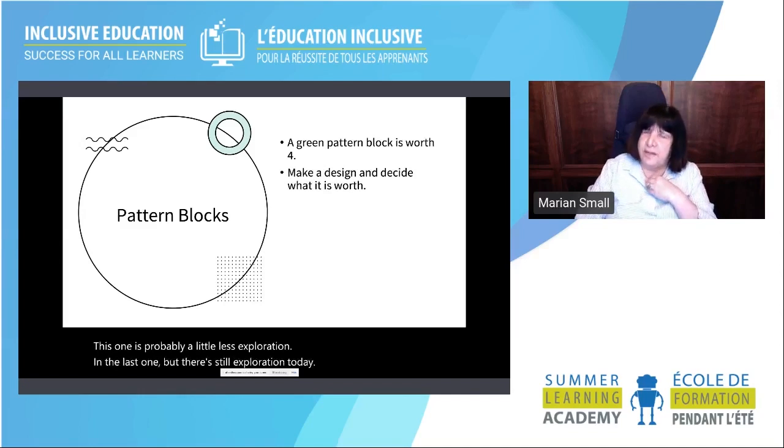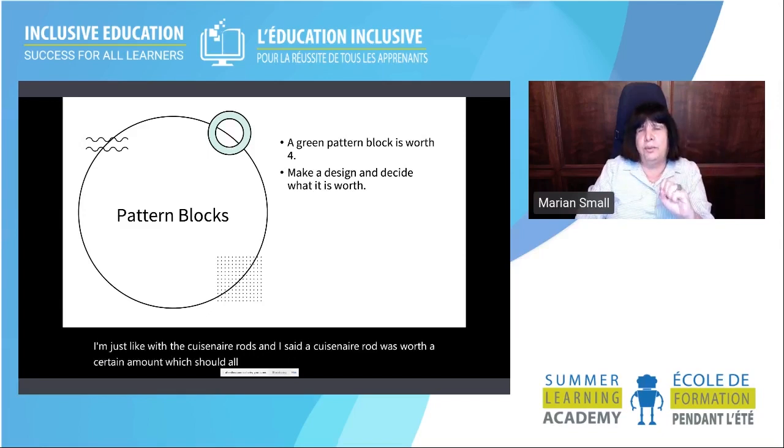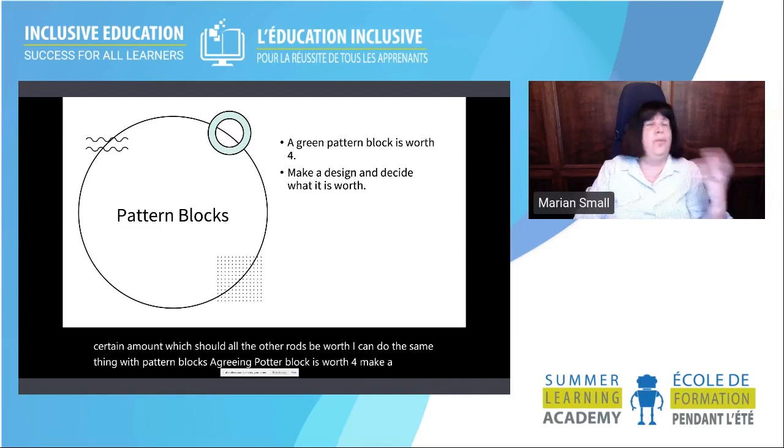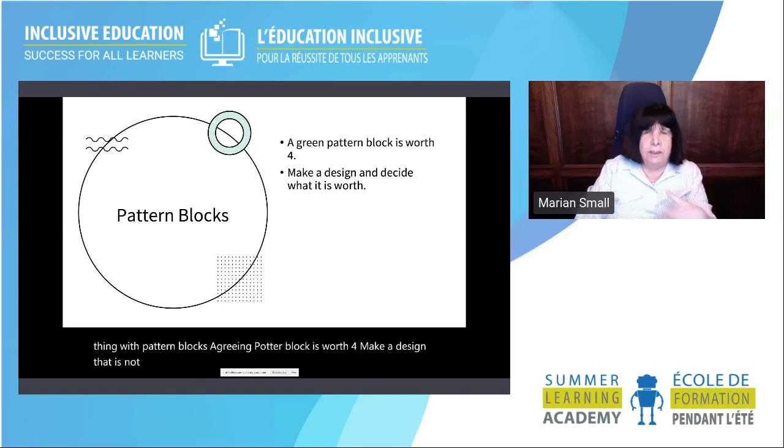Just like with the Cuisenaire rods, where I said a Cuisenaire rod was worth a certain amount, what should all the other rods be worth? I can do the same thing with pattern blocks. A green pattern block is worth 4. Make a design that is not all green. It can have green, but other colors too, and tell me what it's worth.